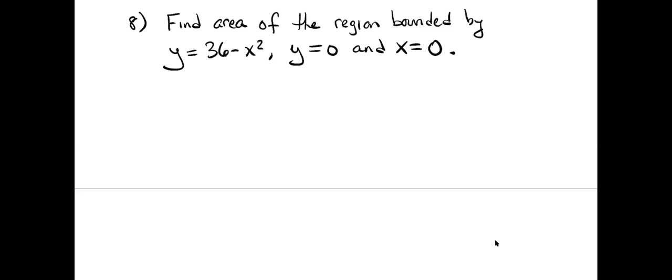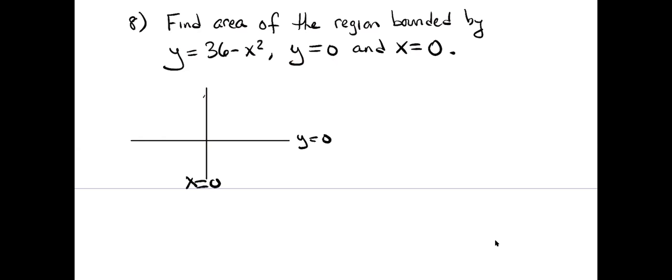So when I do something like this, I like to start by drawing the picture of the 3 curves. That doesn't have to be a super fancy picture. I'm just going to do a hand sketch here. So give myself some axes, and then think about them one at a time. Y equals 0, that's just the x-axis, right? I just drew that. X equals 0 is just the y-axis.